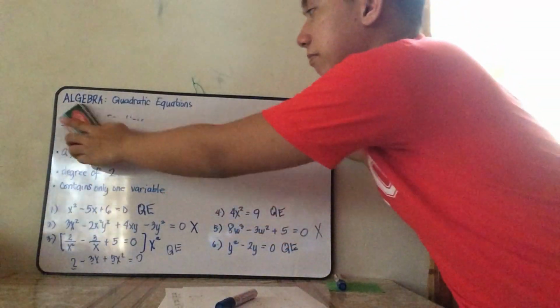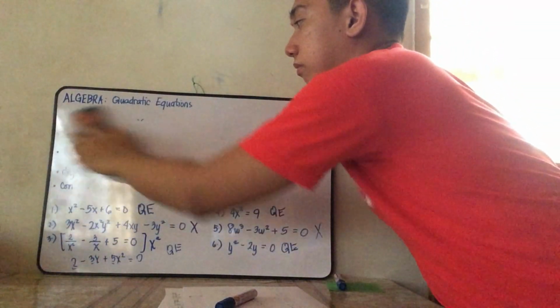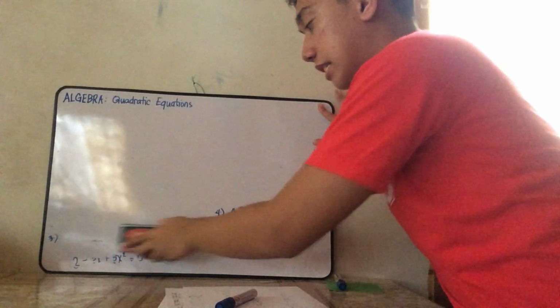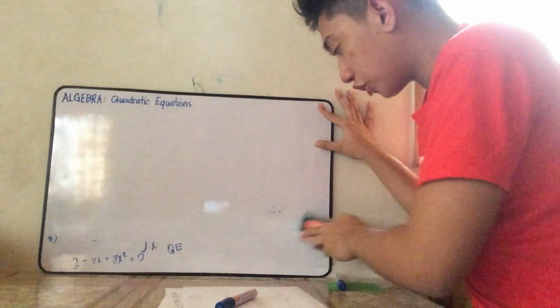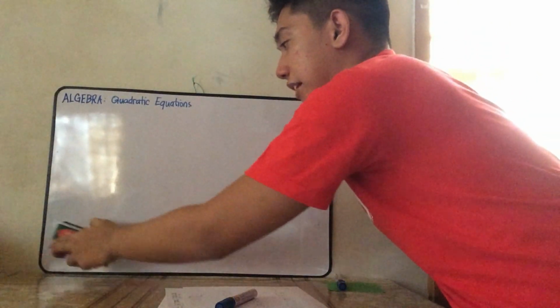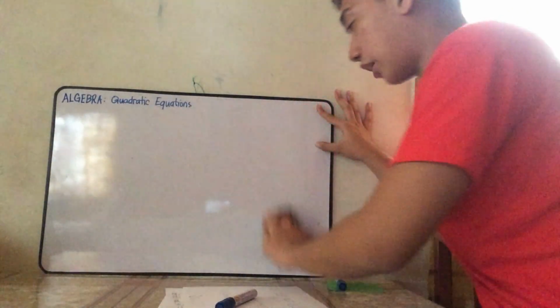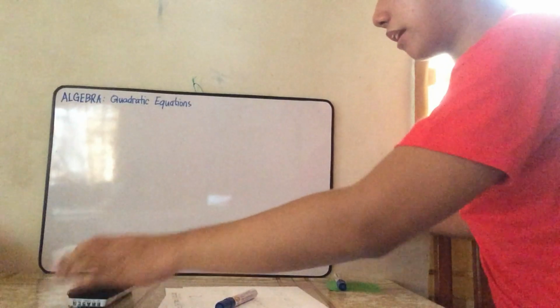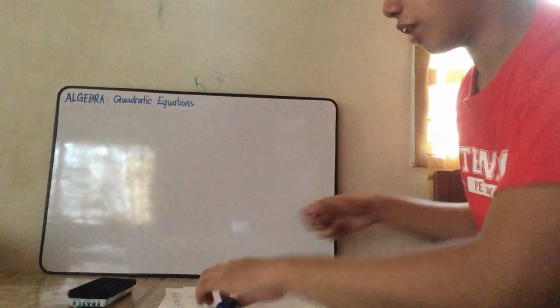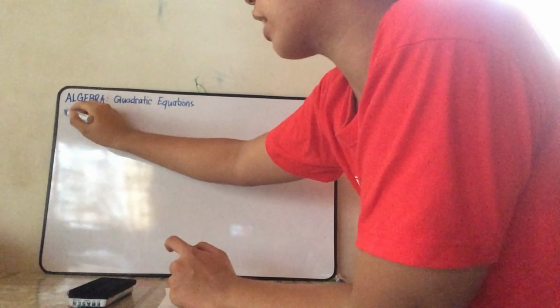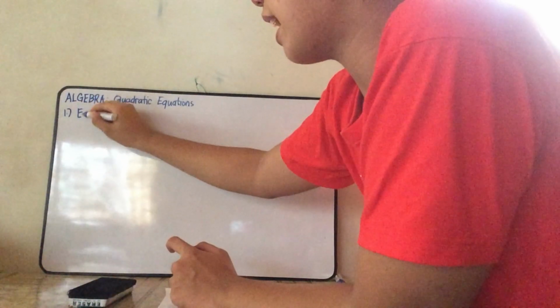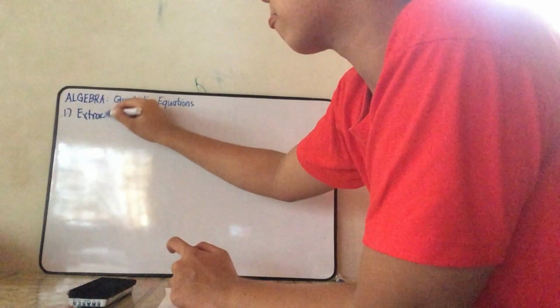So, erase muna natin. And we will go to the first method because we have 4 methods of solving quadratic equations. So, I will introduce to you the first method. Our first method is talking about extracting the square.